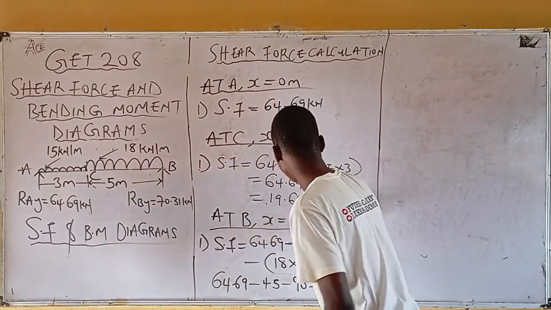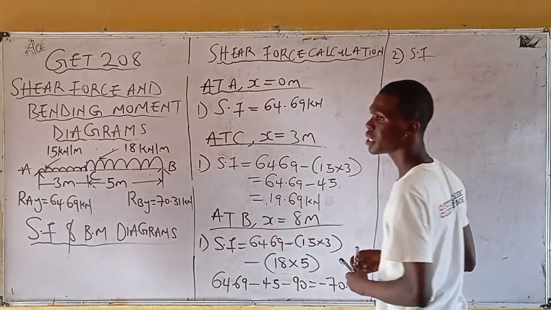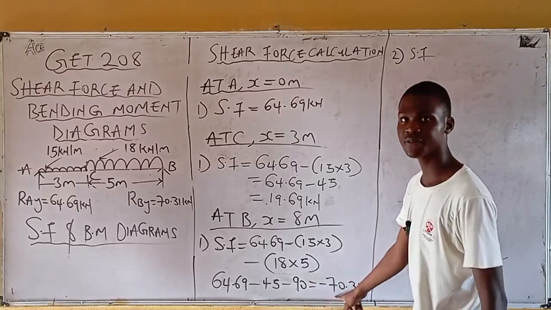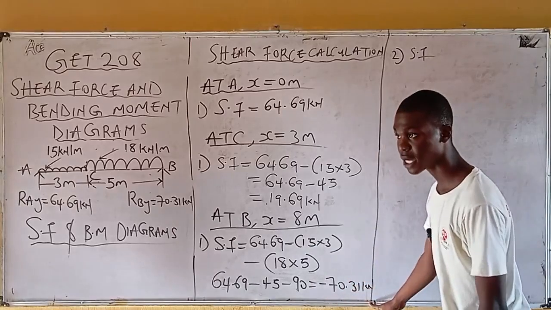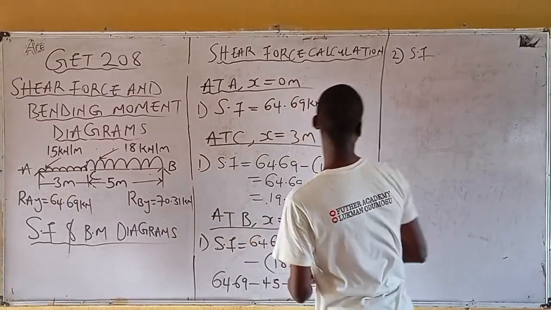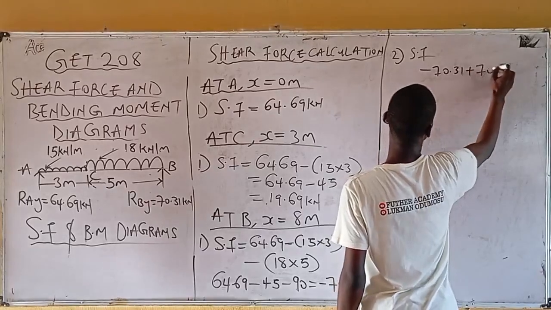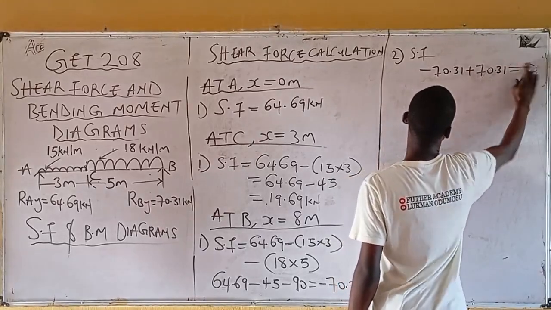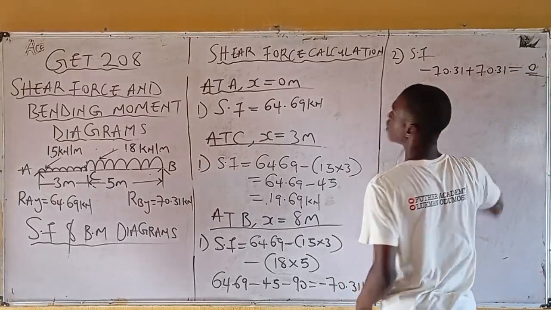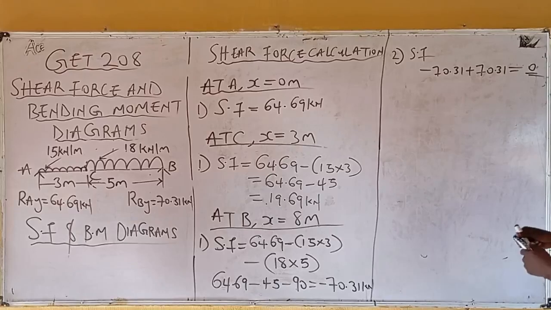How do you get the second value of shear force? Behind, we've calculated it to be negative 70.31, right? On it, what am I having? 70.31. So I have negative 70.31 plus 70.31, which is equals to what? So you solving. Okay, 0 kilonewton.